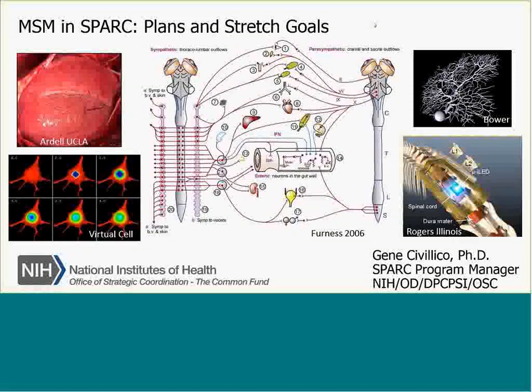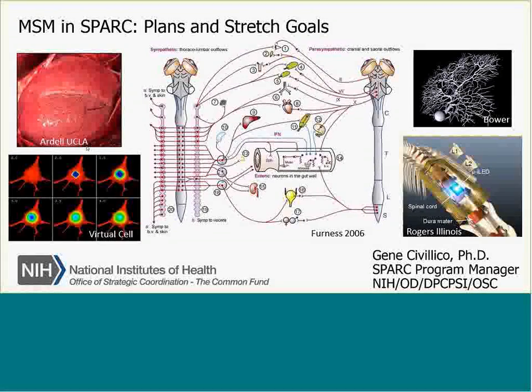So this session is about multiscale modeling, and for that reason, I put a lot of different scales up here of the work that we're thinking about in the Spark program. We deal with neural circuitry. As you can see here in the center, the neural circuitry of the peripheral nervous system and the organs that it innervates. We deal with new technology development.